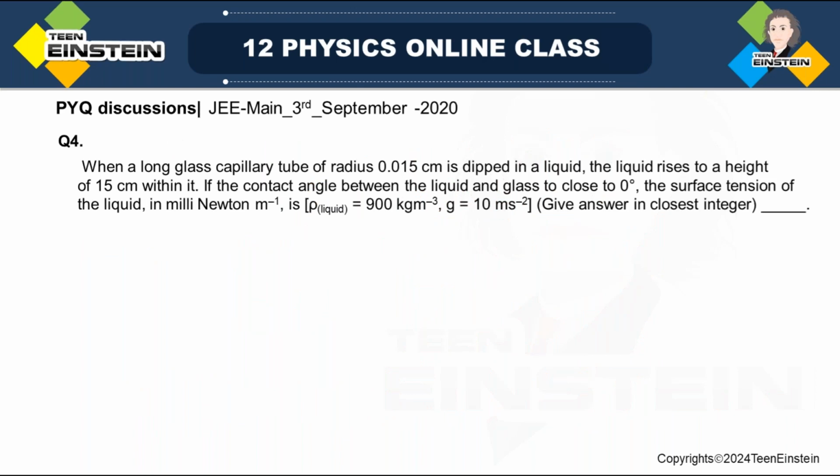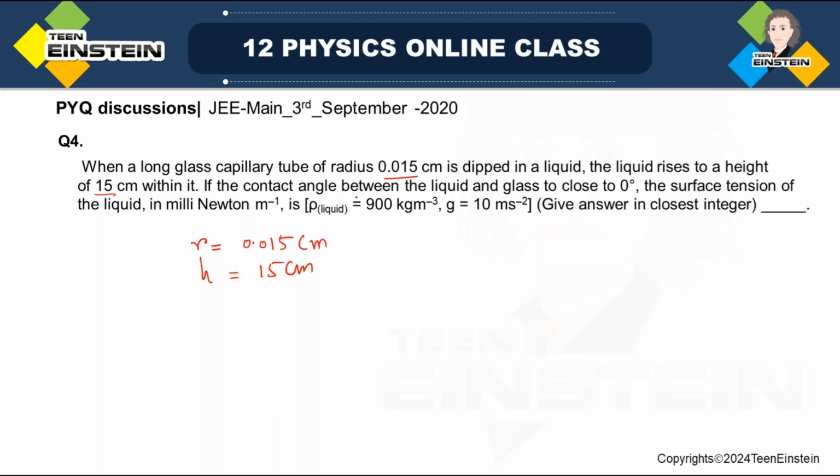This question says, when a long glass capillary tube of radius small r, given as 0.15 centimeter, is dipped in a liquid, the liquid rises to a height of 15 centimeters, small h. So this is actually a problem from capillary rise.